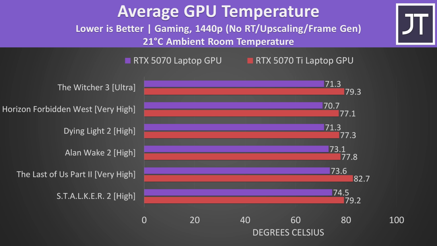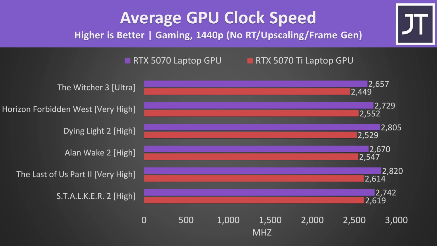More power equals more heat, and the 5070 Ti in red was a little warmer across all of these games. The difference isn't much, but it's definitely present, especially considering the 5070 Ti laptop's cooler was slightly bigger too. The lower tier 5070 in purple ends up reaching higher clock speeds, despite using less power, which matches what we saw from the spec sheet earlier.